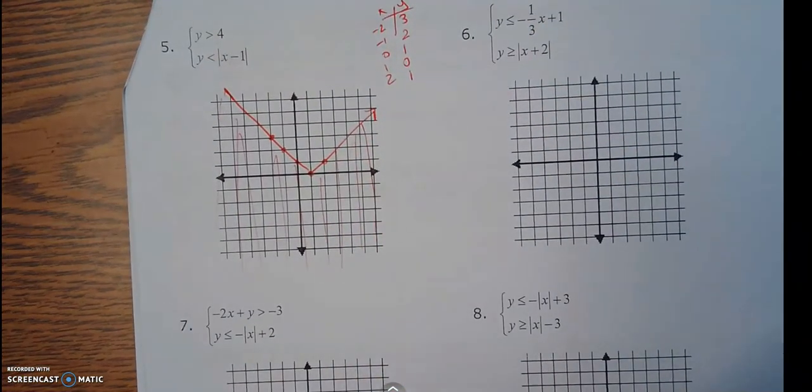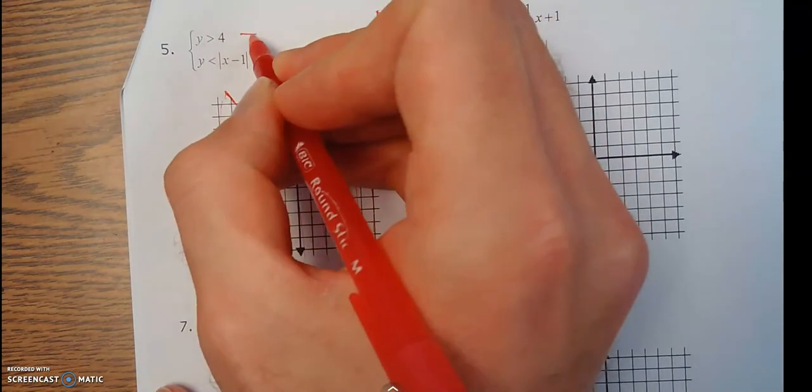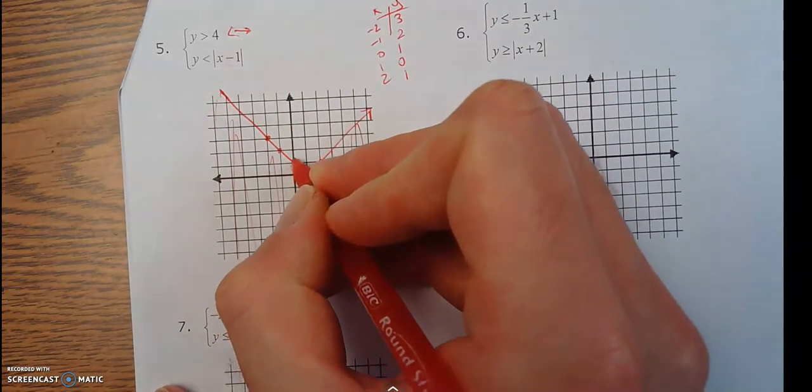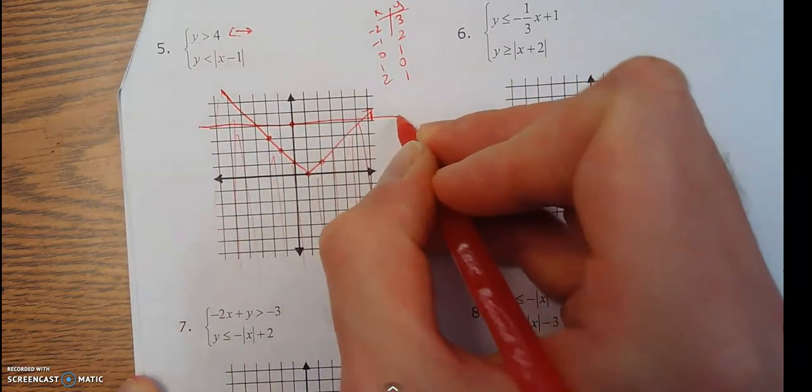The other one then, y is greater than 4. Remember, if it's just a number, it's going to be a horizontal line. Positive 4 means go up 4. So there's a horizontal line.